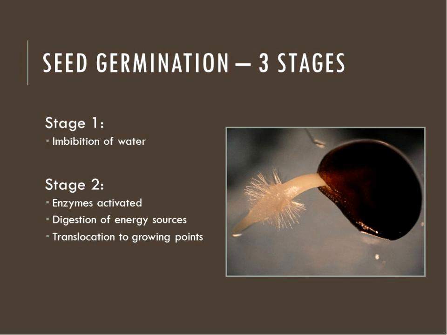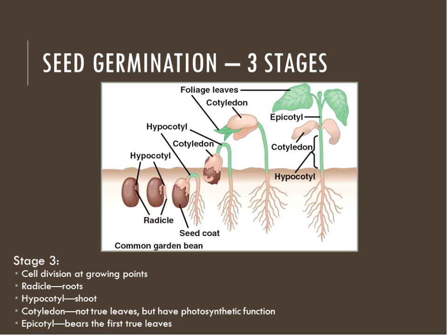Stage 2, if you're just watching the seed, you're not really going to see anything happening in stage 2. Everything is happening inside that seed. But basically, enzymes are activated within the seed. They start digesting energy sources and sugars inside that seed and move that energy to the growing points so that what we think of as actual germination, where things emerge through the seed, begin to happen. And so that's stage 2. Again, if you were looking at the seed, you wouldn't actually see anything occurring.